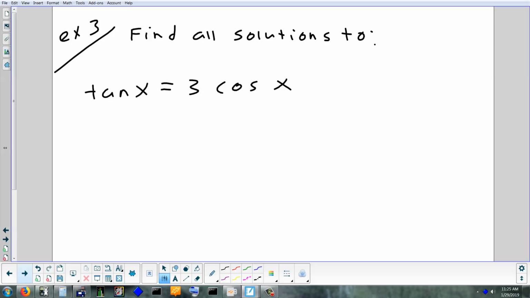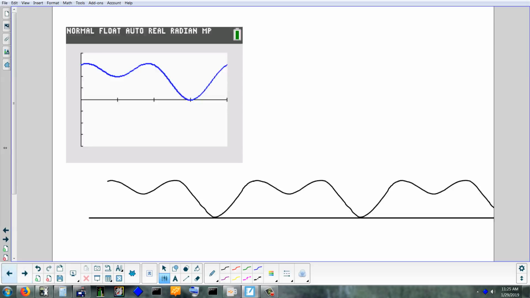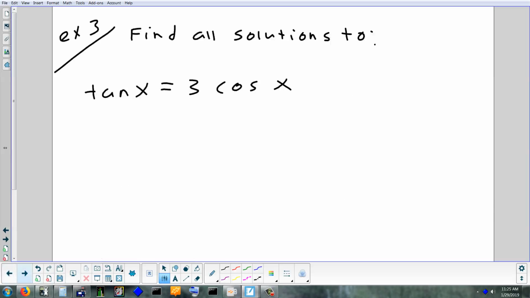I'm not saying you can't put this in y1, this in y2, and do an intersect. You can. But since we're practicing zeros, let's get it equal to 0. And this is one way to do it. Just minus the 3 cosine x to the other side.